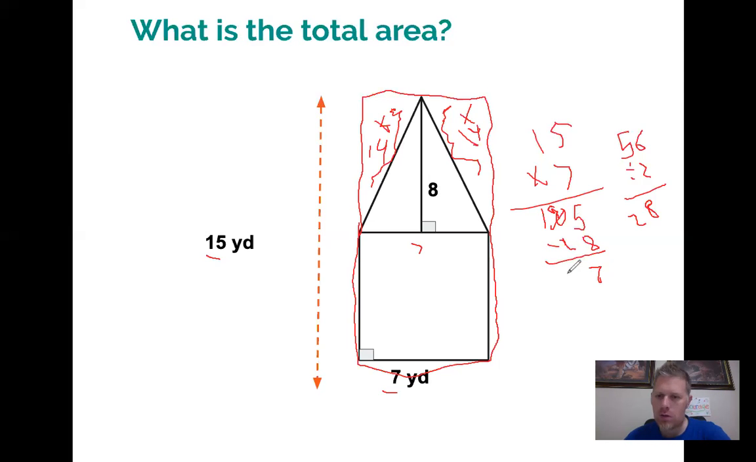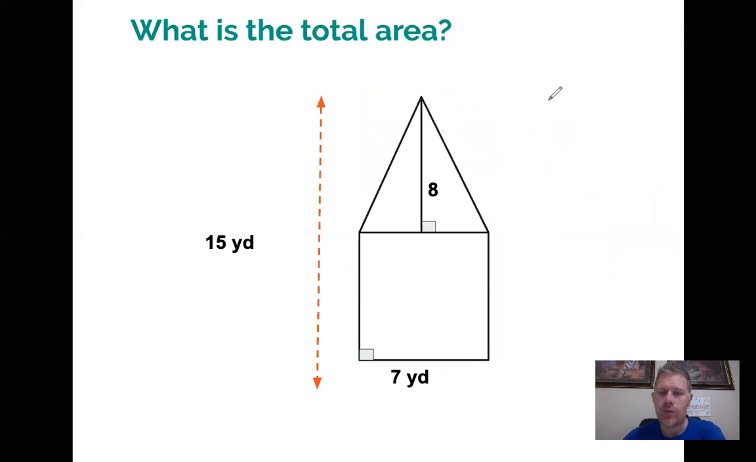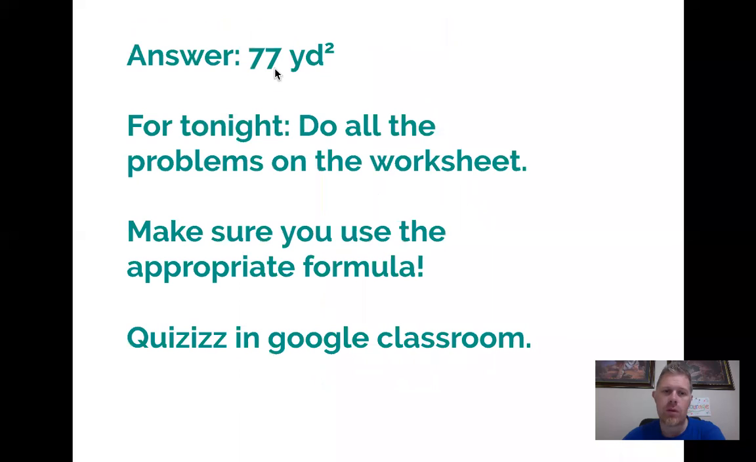9 minus 2, 7. Okay, I did it right. I just double checked on my calculator. So 77. You still got 77 in the entire area of the square and 2 triangles combined. All right, well, yep, 77.